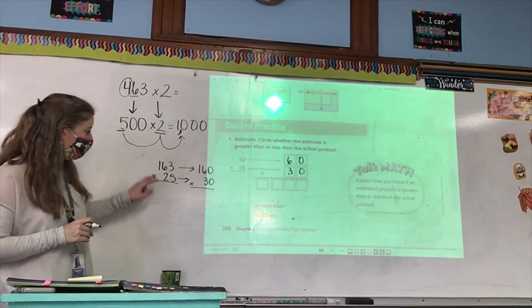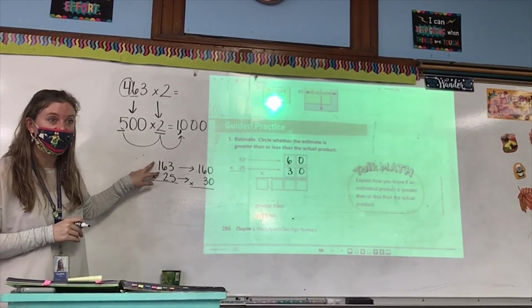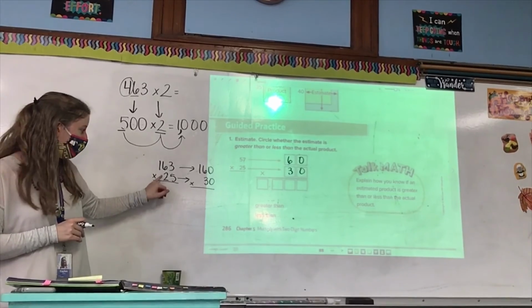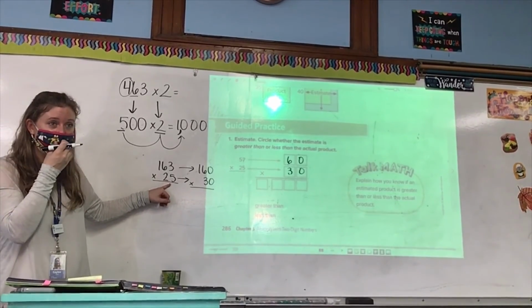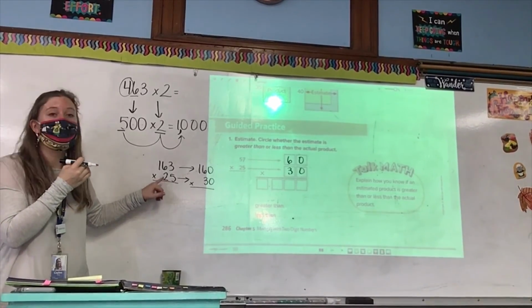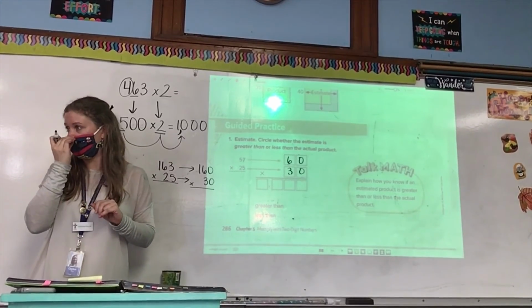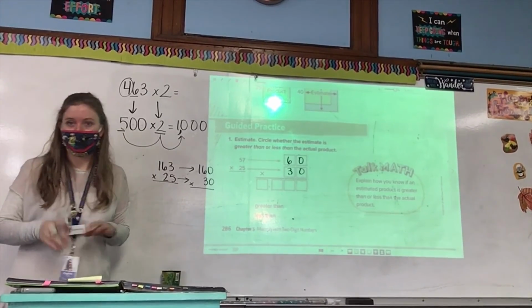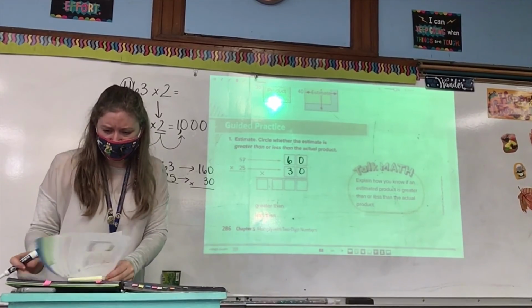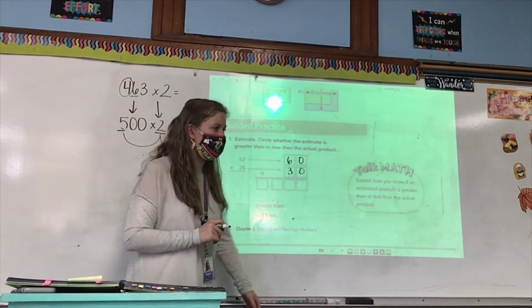Okay? You have to round each factor to the same place, which means if you have one factor that has fewer digits, you have to round to that factor's greatest place value, not the one with more digits. But we'll see that. Might be in Friday's lesson. I don't know. We'll see.